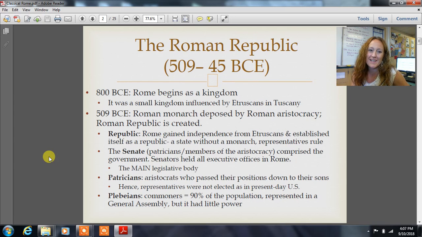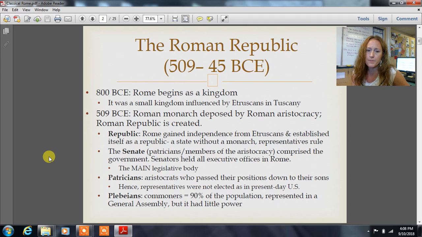So the Roman Republic: around 800 BC, Rome began as a small kingdom influenced by the Etruscans in what is now present-day Tuscany. Around 509 BCE, the Roman monarch was deposed by the Roman aristocracy, and the Roman Republic was created. That's key to know. A monarch is a single absolute ruler, and it was replaced by the rule of a group of individuals, and that's going to turn into representative government.